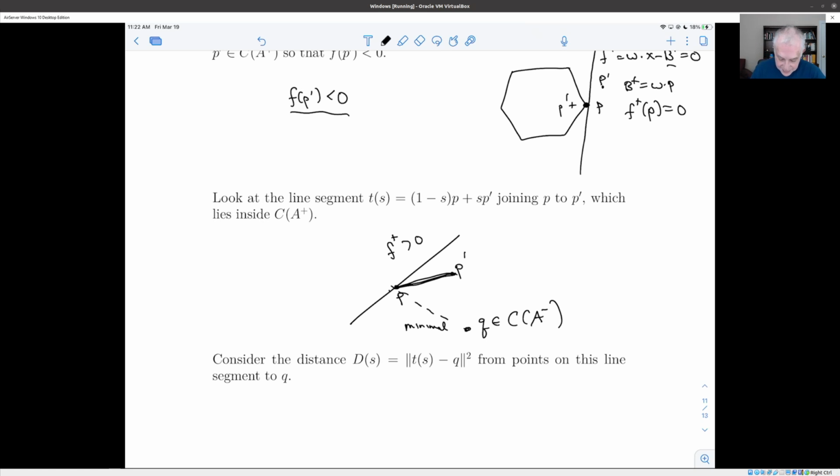By assumption, this picture is a little confusing. By assumption, we know that this point is supposed to also lie in C of A plus. That's our hypothesis that we're going to contradict. And so by convexity, this whole line segment, which I'm calling T of S, also lies in C of A plus.